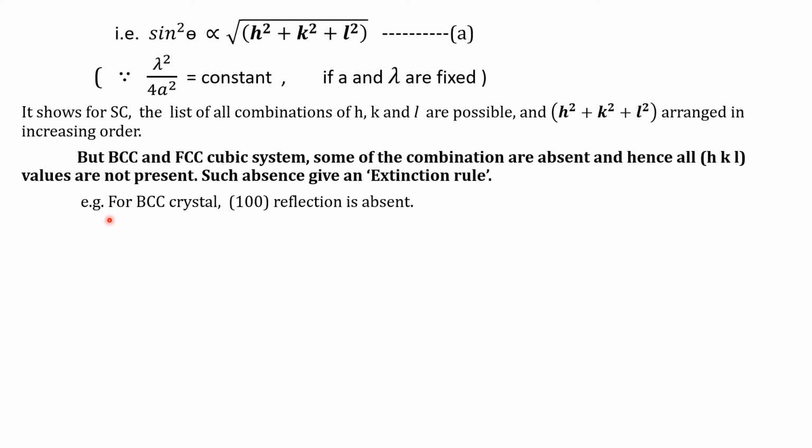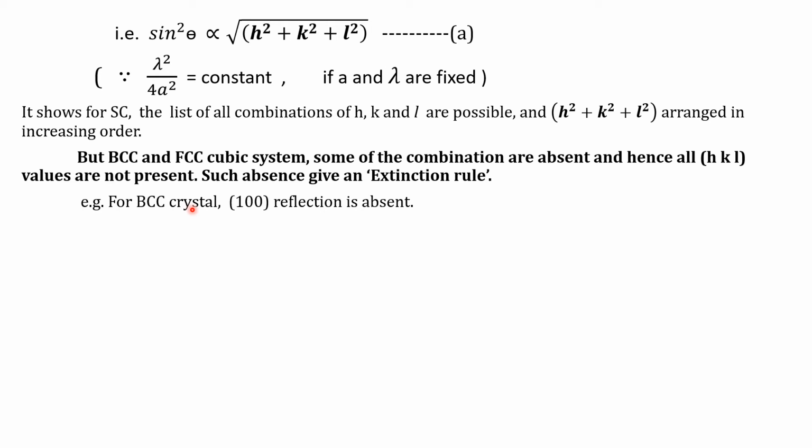Hence, for example, we take BCC crystal structure. The 100 reflection is absent, meaning that plane is absent. All other planes we write in increasing order. Such an absence gives an extinction rule. Now, why is the 100 plane absent in the BCC crystal structure? That is explained here.